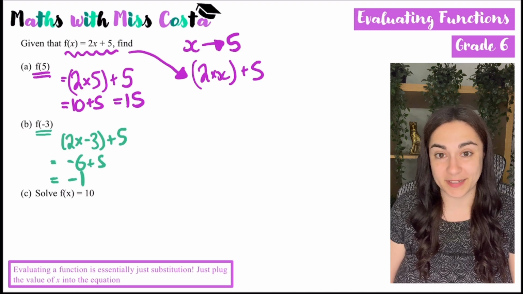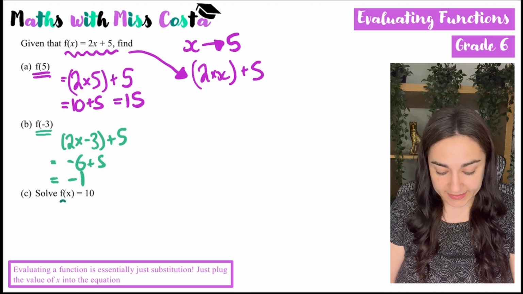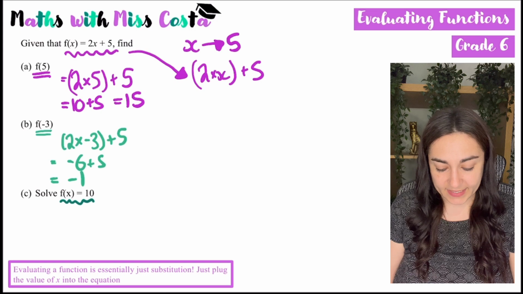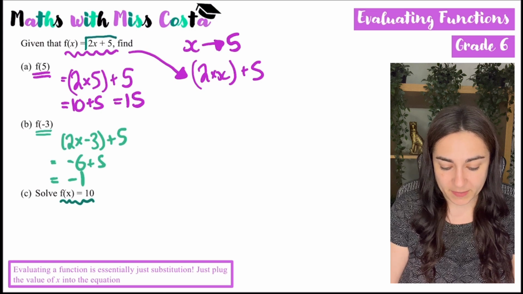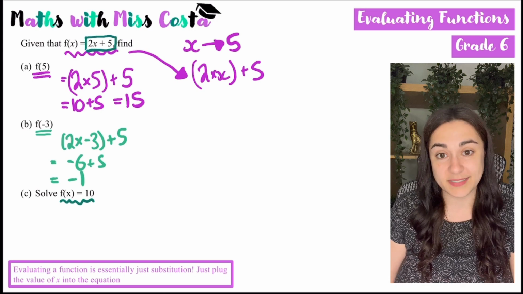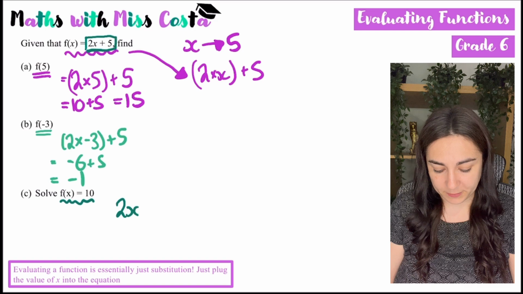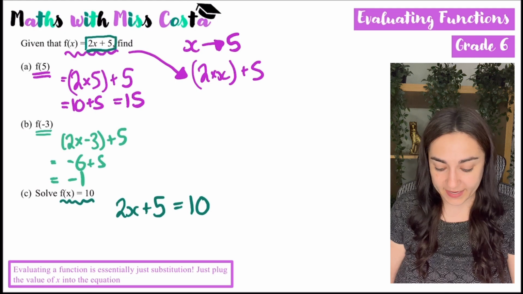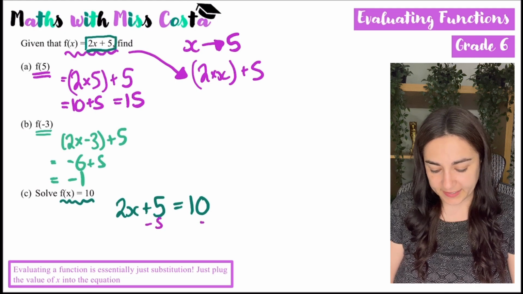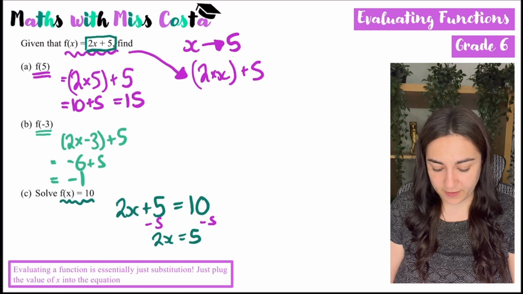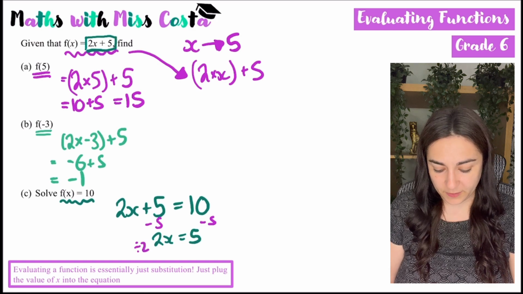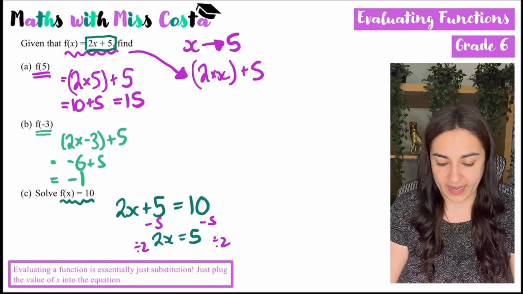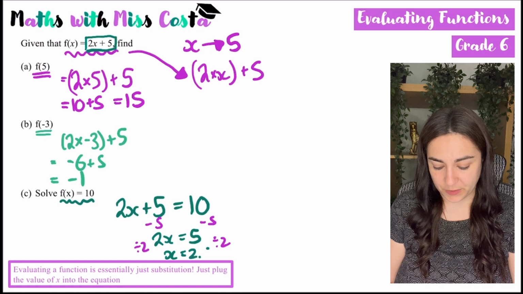Now for the last part, it's a little bit trickier. I'm asked to solve f of x equals 10. Essentially what that means is I want to make this equal to 10. So I'm just going to say 2x plus 5 equals 10, and then I can solve it in order to find the value of x. So I take 5 from both sides, and 2x must equal 5. I then divide by 2, therefore x must equal 2.5.